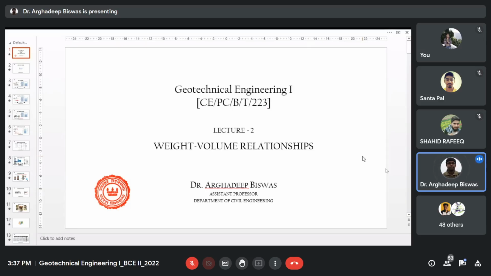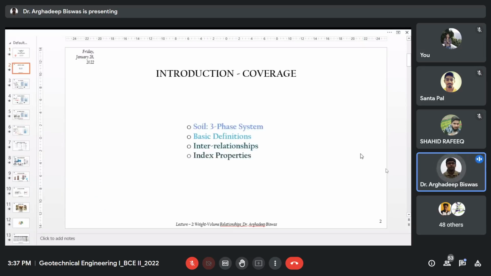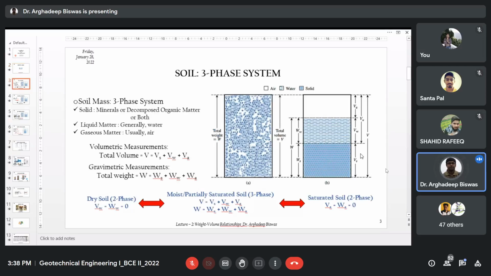So I am starting with the weight volume relationships. This class will cover the soil, which will be defined and characterized as a three-phase system. Then, based on the constituents of individual phase elements, the basic definitions, and the interrelationship between these basic definitions, and after that the index properties, which will indicate the type of soil, the possible behavior of soil, the characteristics of soil, right? So starting with the phase system, soil is called a three-phase system.